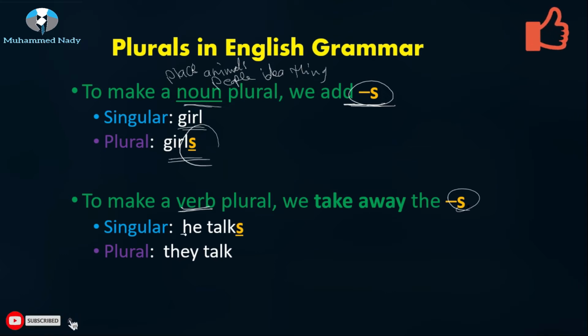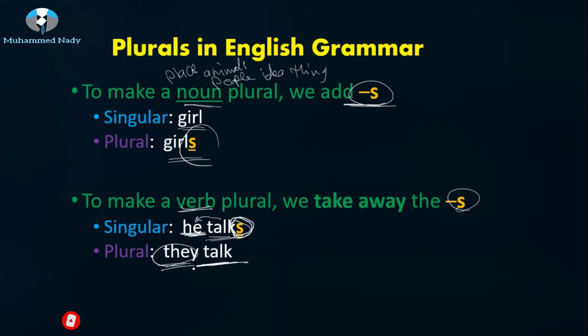Now, look at this. He, this is the subject of this sentence, talks. This verb is singular because he is singular. That means that the verb, when it's singular, should have an S. But they talk. They is plural because it expresses more than one person. Talk, the verb for they, is plural. That's why it doesn't have an S. Okay? So there is a trick I will tell you later in the video, so please don't pass the video.